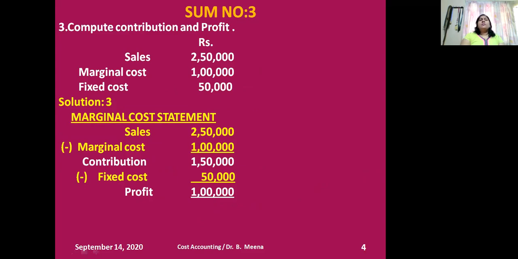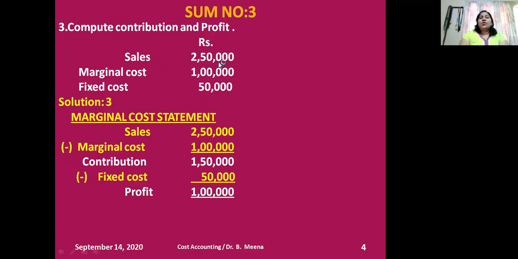The next problem is compute contribution and profit. What information is available? We need to check the problem. The special unique feature of marginal costing means look at the information available. Based on that, we can work out the questions. They're asking both contribution as well as profit, right?